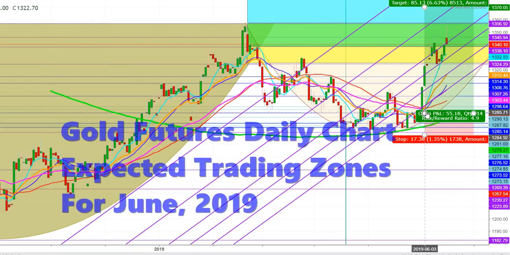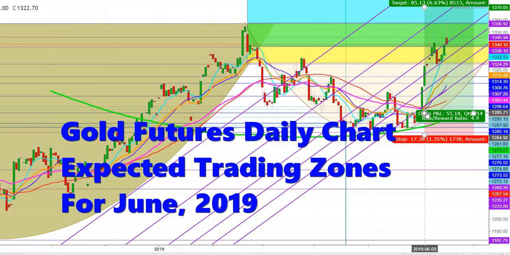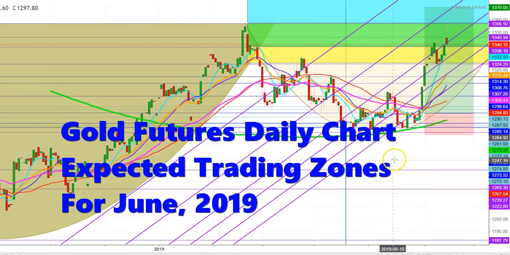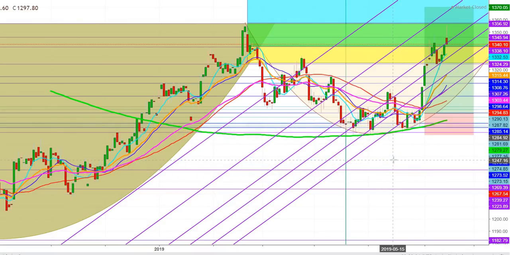So friends, I constructed this expected trading zone for the month of June, where I find that the growing fear of economic slowdown looks to prevail much more than ever before due to the widening scope of the tariff trade war, which is not limited between China and America. Now the tariff trade war has a wider scope which includes Europe and some Asian countries.